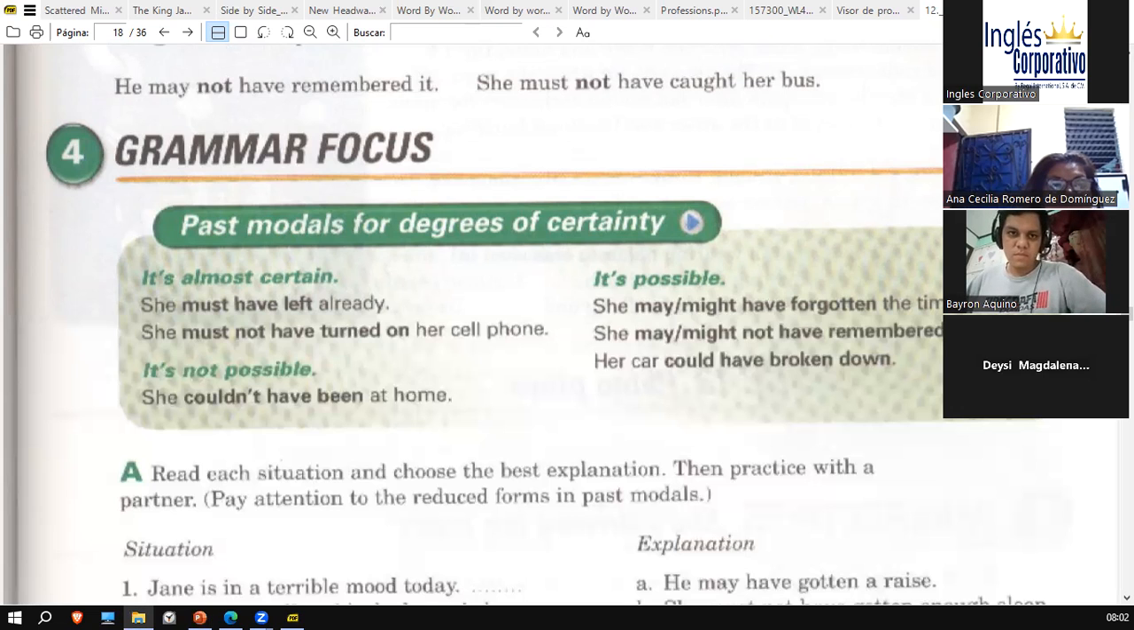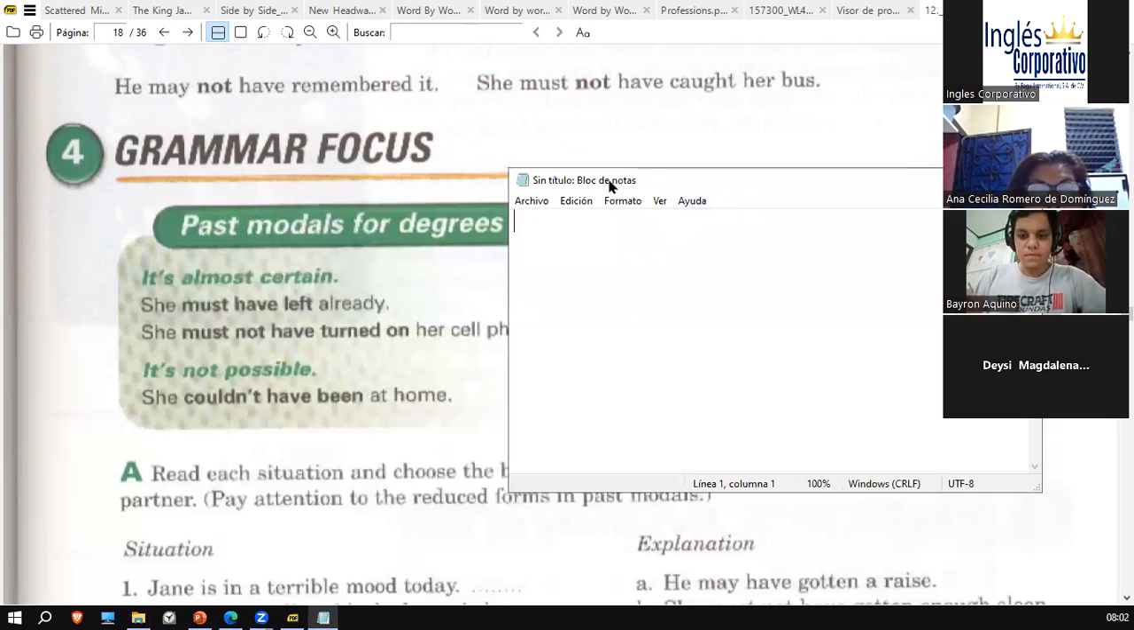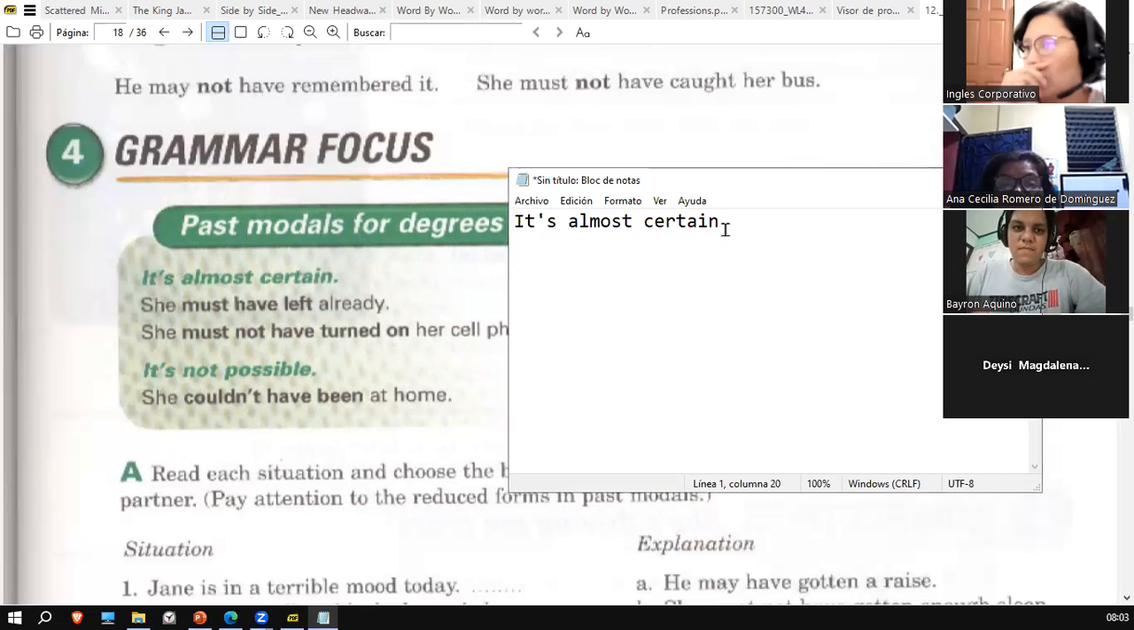Now, this is what we studied last Friday, creo yo. Y me acuerdo que les di ejemplos, right? And I gave you information on how to make things, etc. Right. Entonces, what is the structure that we studied? We studied three things, estudiamos tres cosas, and the first one is it's almost certain, ¿verdad? Que decíamos que es cuando, pues, prácticamente estamos seguros, ¿verdad? So we said that it's when we are very sure, estamos súper seguros de lo que estamos diciendo.